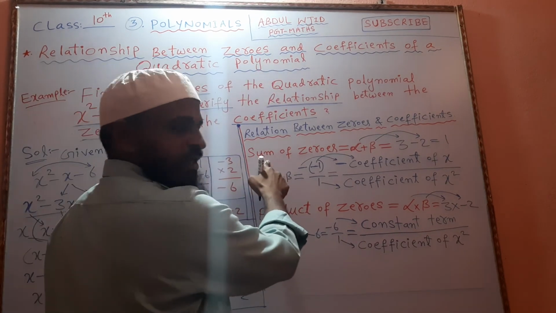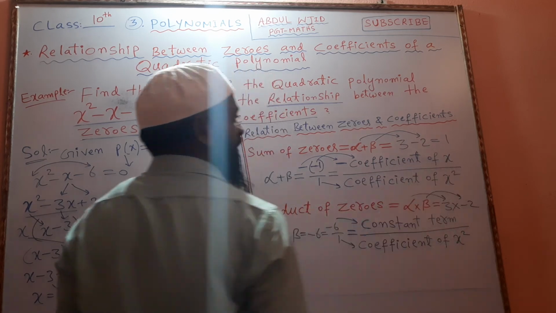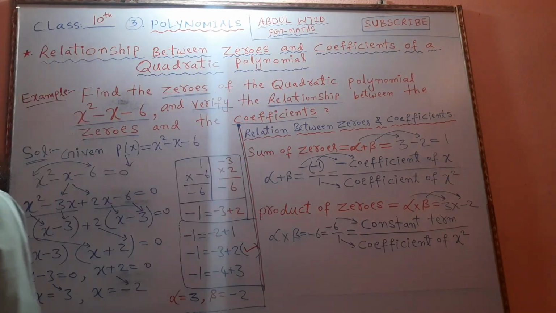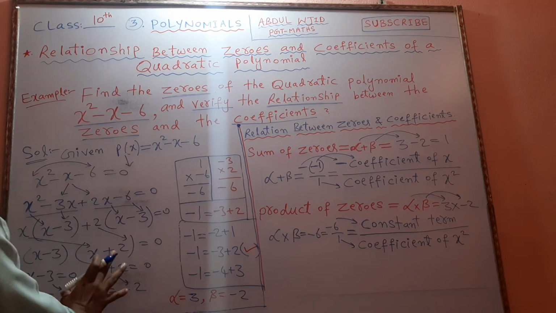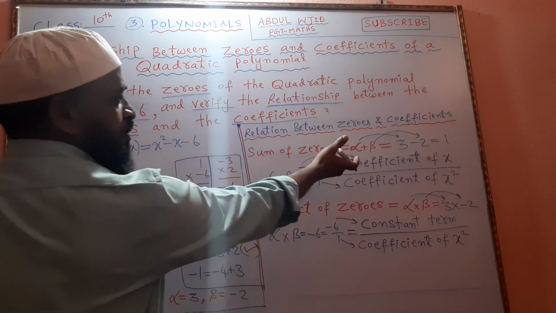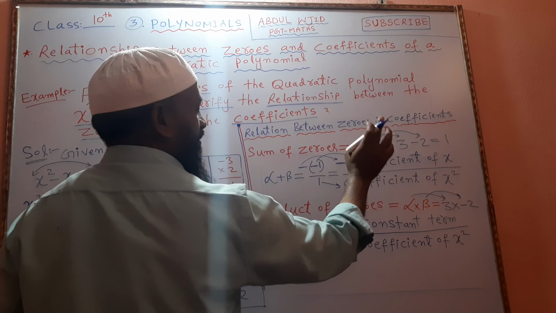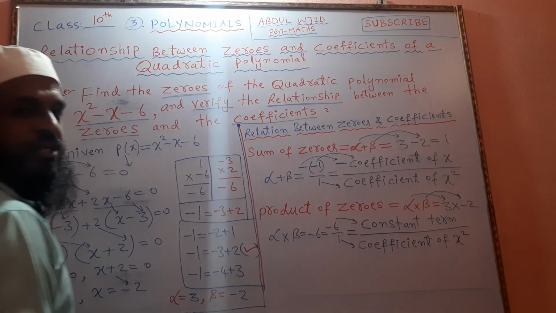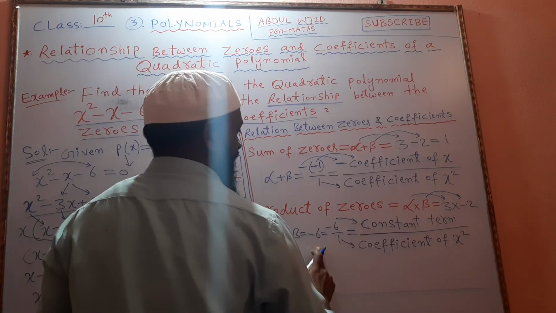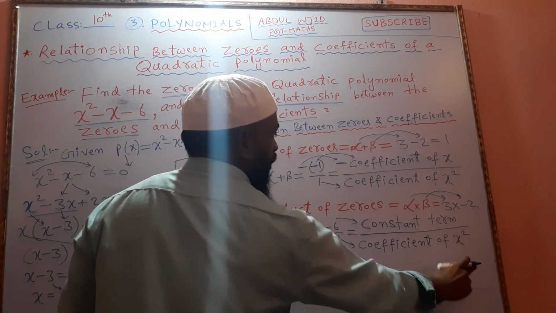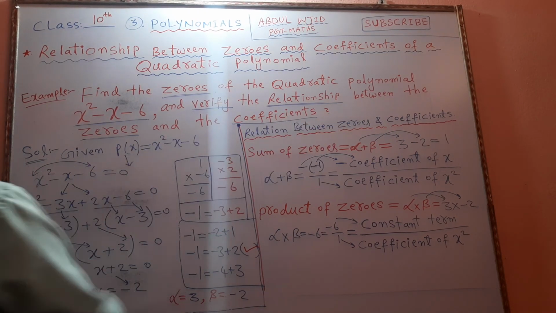If we add two zeros, alpha plus beta, we get the relation minus coefficient of x by coefficient of x square. So this is the relation between zeros and coefficients. First of all, find the two zeros of the given quadratic polynomial. After getting the zeros, add the two zeros and we always get minus coefficient of x by coefficient of x square. Multiply the two zeros and we get constant term by coefficient of x square. This is the relation between zeros and coefficients. Okay, thank you.